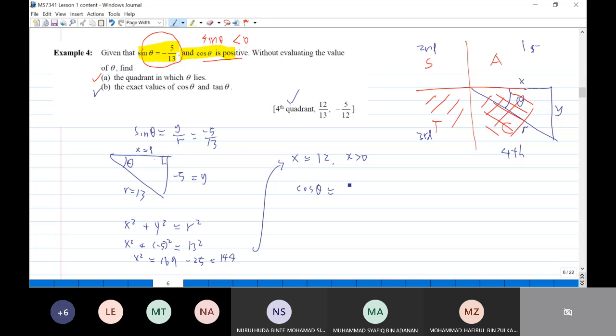The definition of cosine theta is x over r, where x equals 12 and r is 13. So that's how I got cosine theta. And then, how do you find tangent theta now? The definition of tangent theta is y over x. Y is equal to minus y. X is 13. So you get this. Sorry, x is not 13, x is 12.